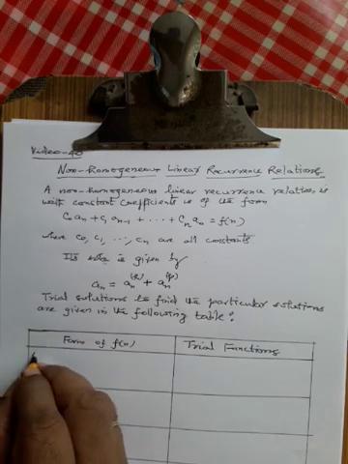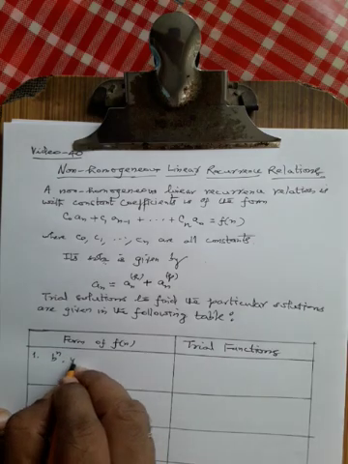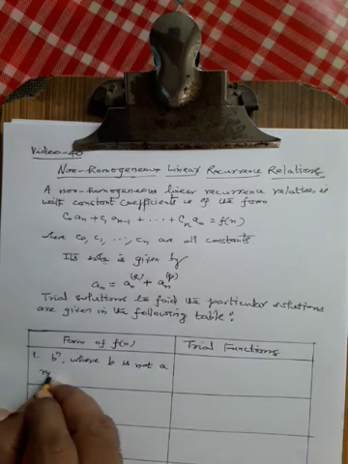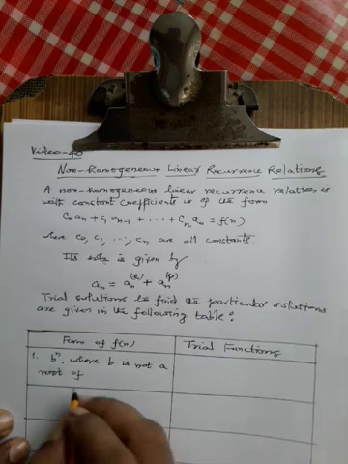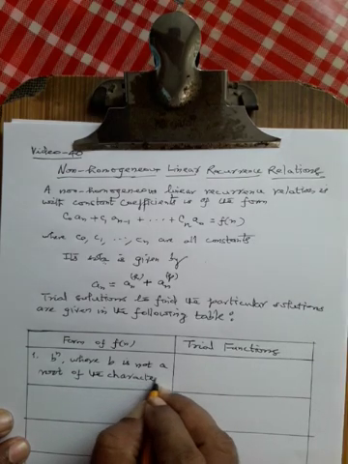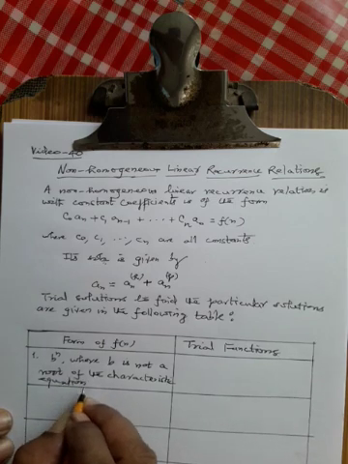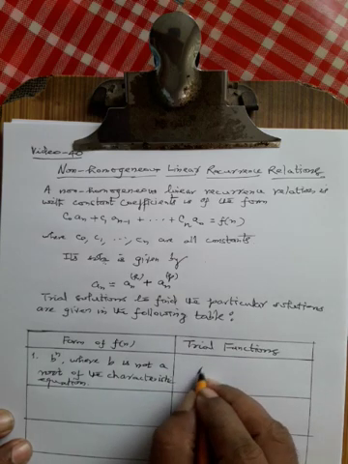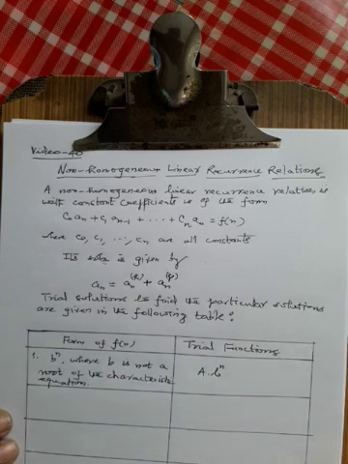So first one, f of n is equal to b power n, where b is not a root of the auxiliary equation or characteristic equation. In this case, our trial function must be a constant A times b power n, and we have to determine the value of A.